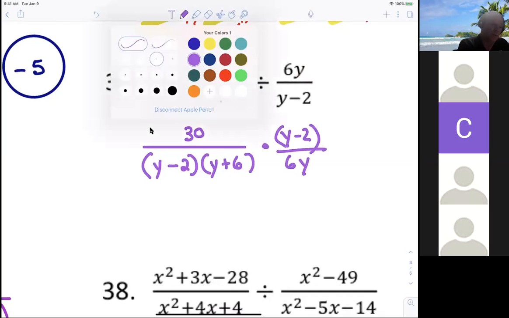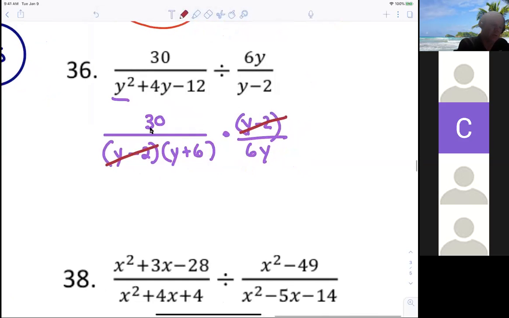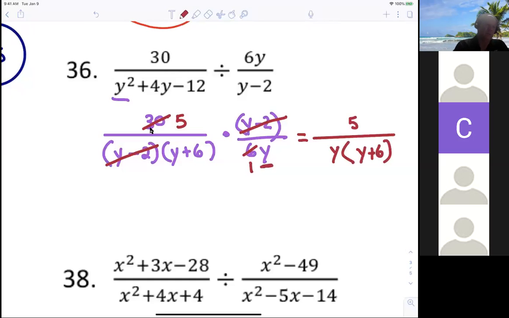Now again, just start crossing out. The y minus 2 and the y minus 2 cancel. 6 goes into 6, 1. 6 goes into 30, 5 times. Equals, what was left on the top is a 5. What was left on the bottom? Don't forget that y times y plus 6.